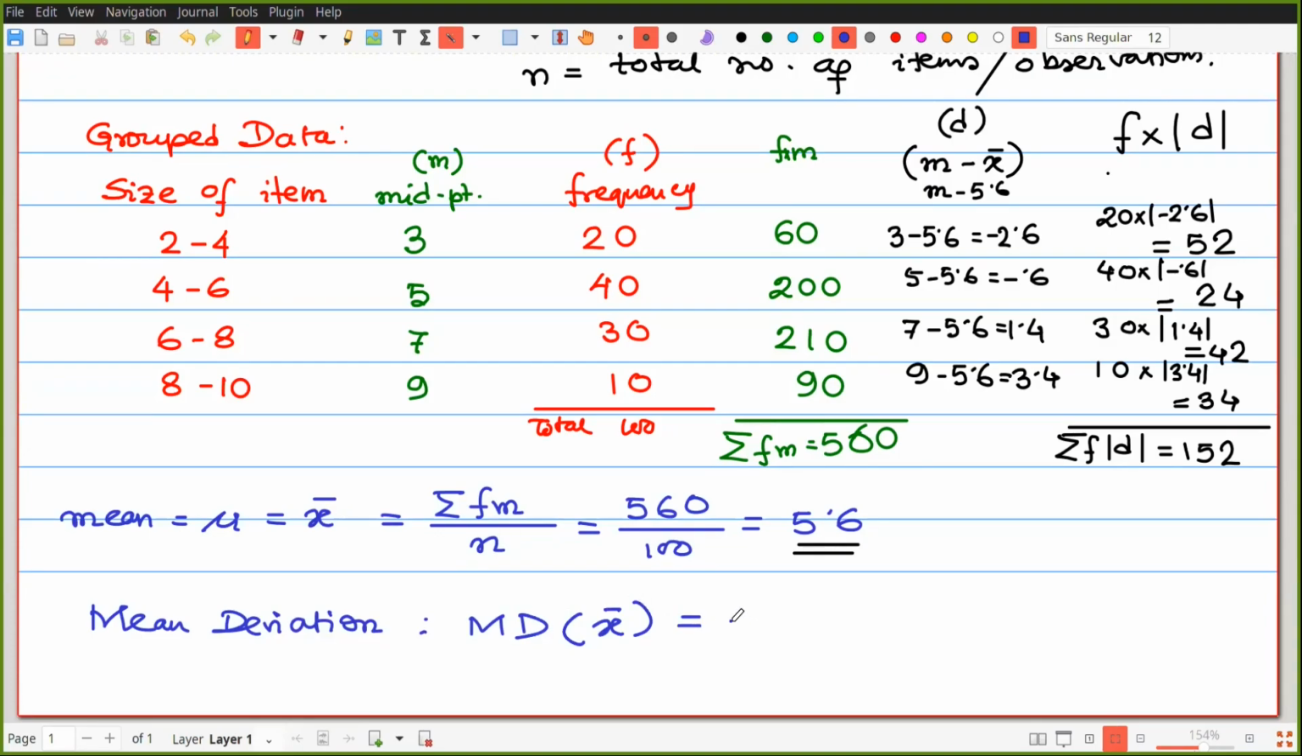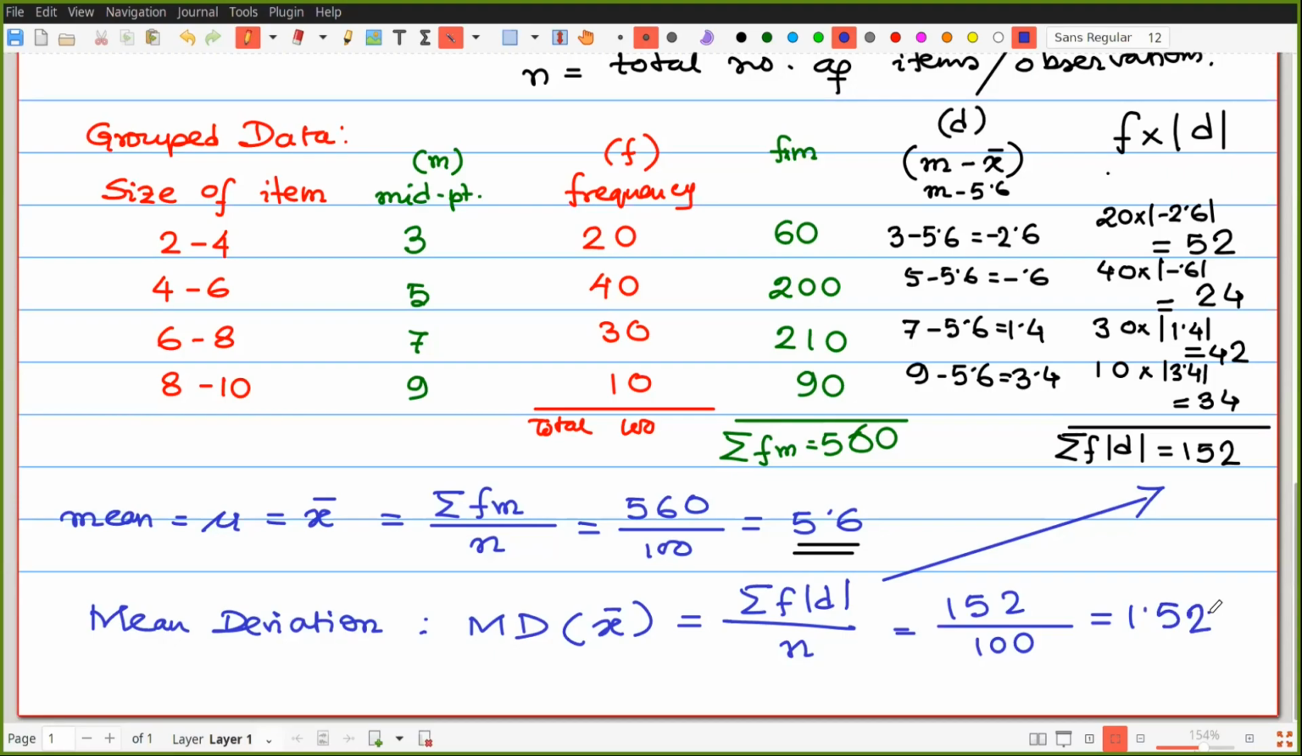So that one is equal to 1 summation of F modulus of D divided by N. And already we have found it as 152. And N, that one is 100. So 1.52 is the mean deviation.